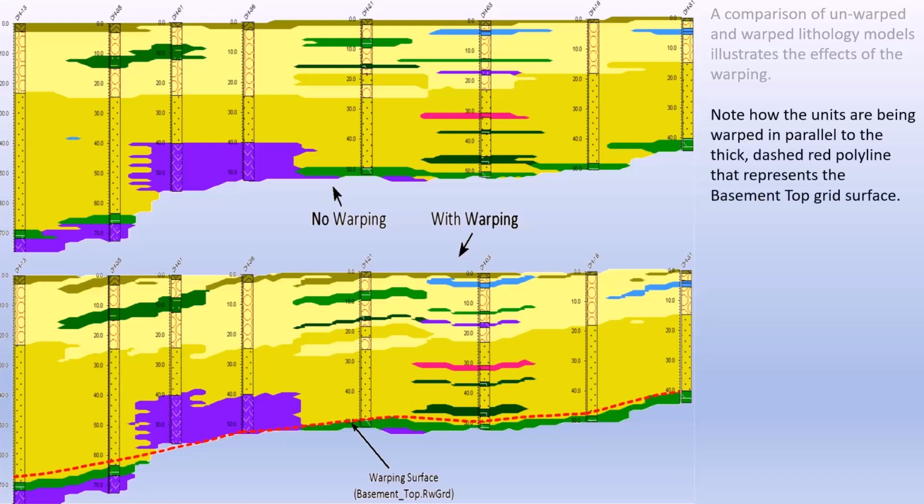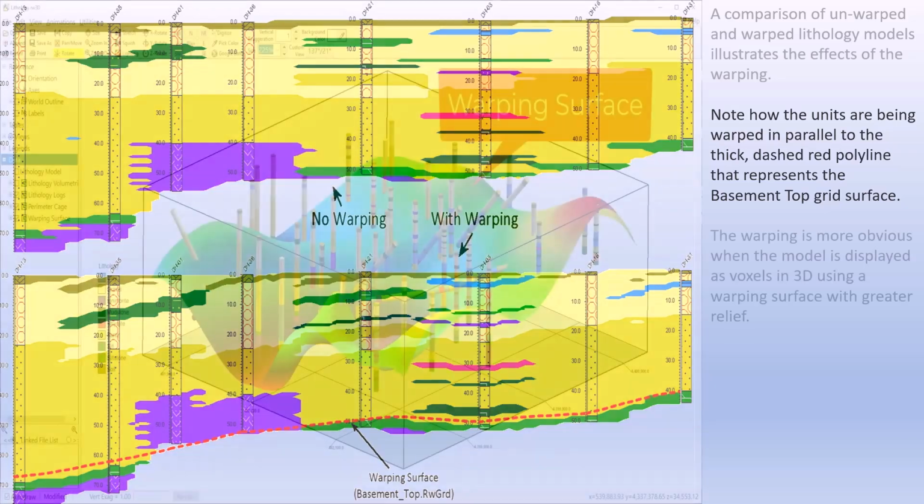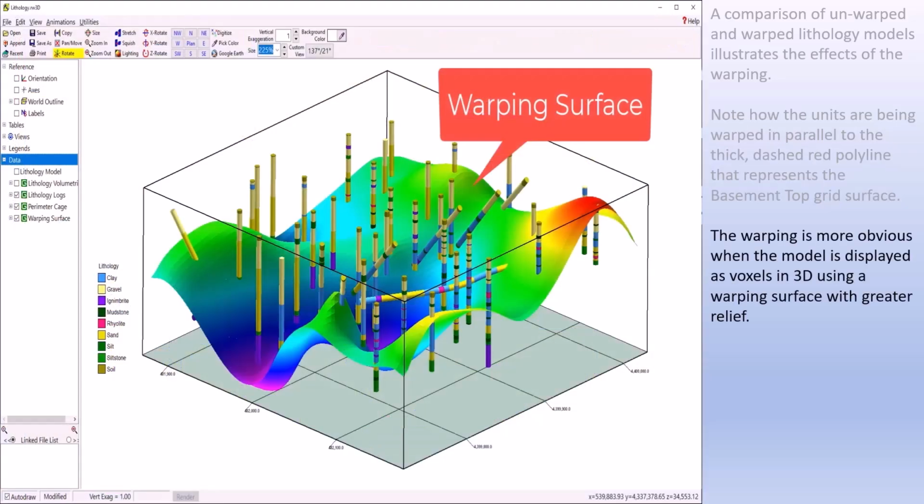Note how the units are being warped in parallel to the thick dashed red polyline that represents the basement top grid surface. The warping is more obvious when the model is displayed as voxels in 3D, using a warping surface with greater relief.